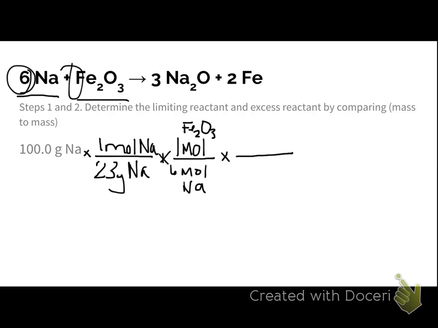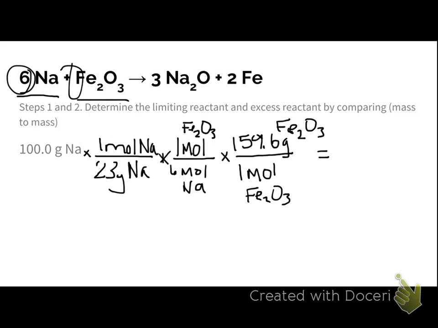Now we are in moles of iron 3 oxide, so now we have to determine our molar mass. I'm just going to do that for you right now. 1 mole of Fe2O3 is 159.6 grams of Fe2O3. Now, I told you a few lectures ago, make sure that you're writing out your units.